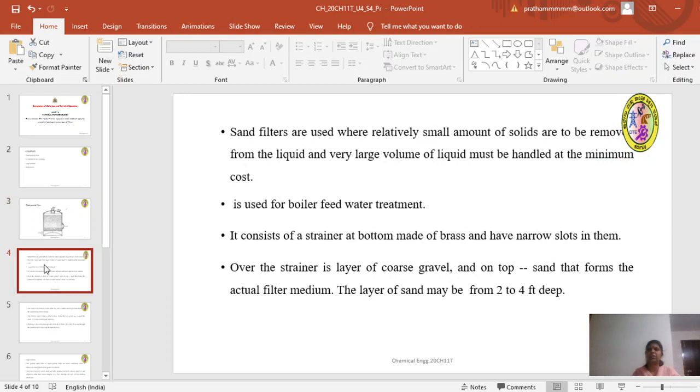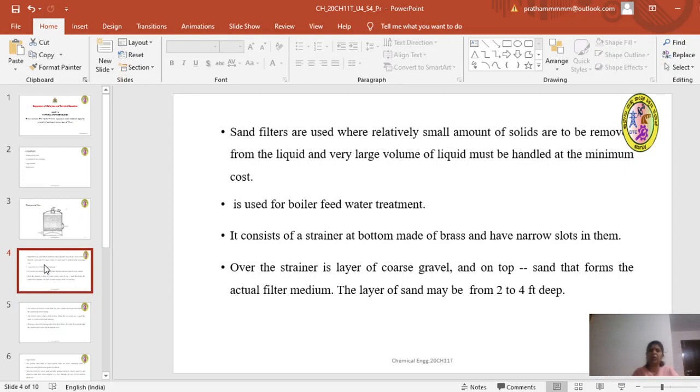Sand gravity filters are used where only a small amount of solids is to be removed from a liquid, and a very large amount of liquid must be handled at a minimum cost. So when the situation comes to handle a small amount of solids and a large volume of liquid, we use sand filters. They are used at minimum cost, for example in boiler feed water treatment.